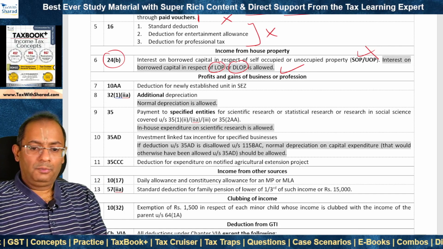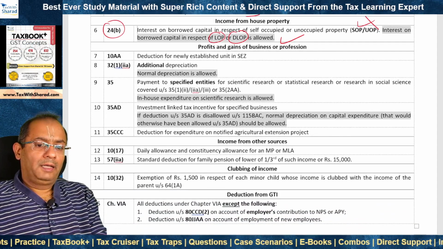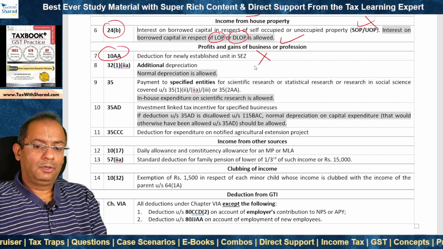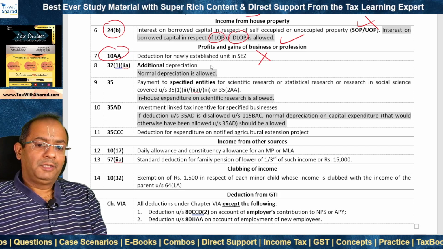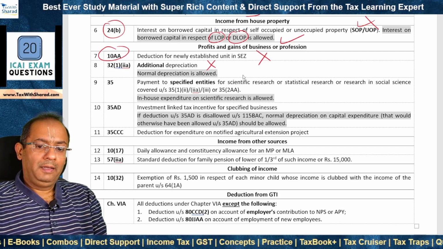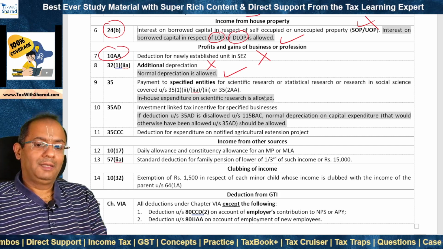Profits and gains of business or profession. Deduction under section 10AA for newly established units in SEZ is not allowed. Depreciation: additional depreciation is not allowed. 32(1)(iia), that means normal depreciation is allowed.